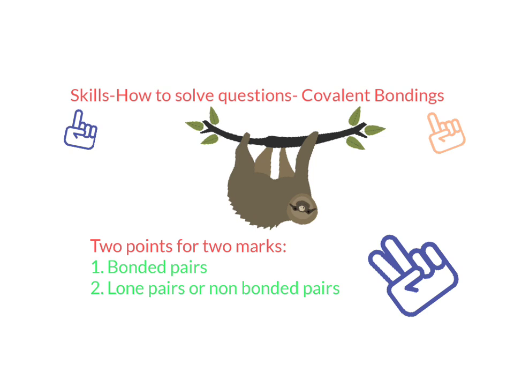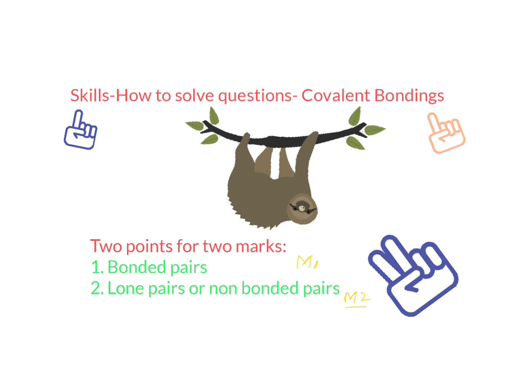mostly these questions have 2 marks. The first mark is you need to show the bonded pairs of electrons, and the second one you need to show the lone pairs, which are also known as non-bonded pairs of electrons. So these 2 things you need to show in your structure, and you will get 2 marks. This is your mark 1, and this one is your mark 2.